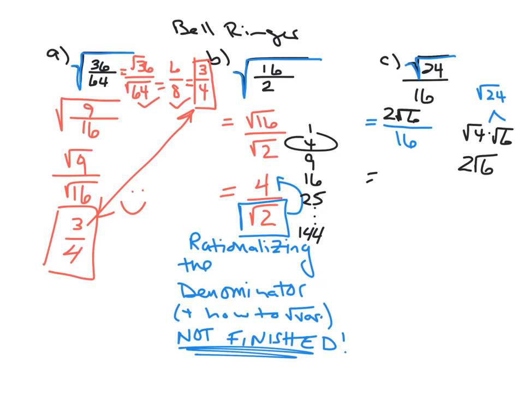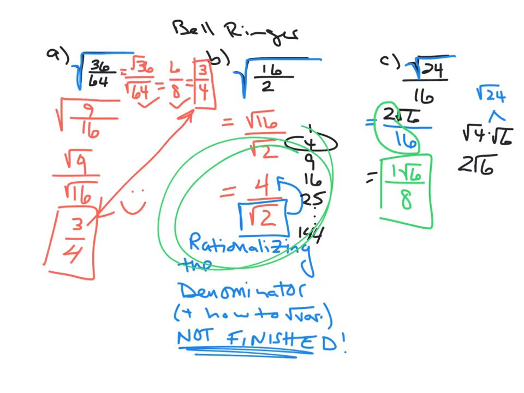And these two numbers here are on the outside of a square root. 6 is the only one underneath. So 2 and 16 can be reduced to 1/8. And since the square root of 6 has nothing to reduce with, it stays the same. And this one is finished. Those are our two answers. So let's talk about this problem here that we couldn't finish.